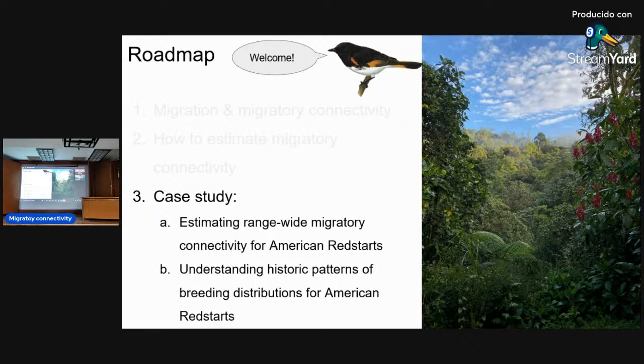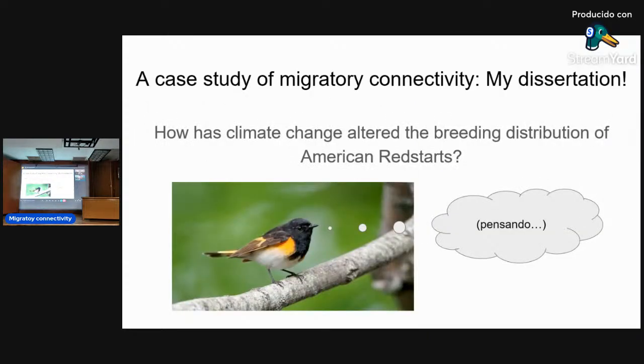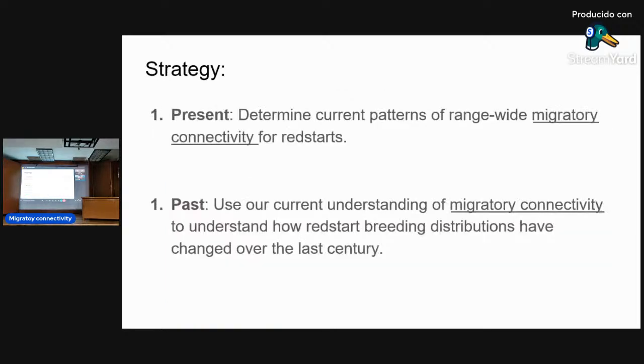And so to start with the first chapter, where we estimate migratory connectivity, this is essentially under the lens to understand how climate change has altered the breeding distribution of redstarts through time. And so in order to do this, we first need to understand what the current patterns of migratory connectivity look like for redstarts. And once we have that baseline, we can extend into the past, which is the second chapter I'll be talking about. And we can also look into the future, which is something I won't be covering in today's talk, but is another way to use this information on migratory connectivity.